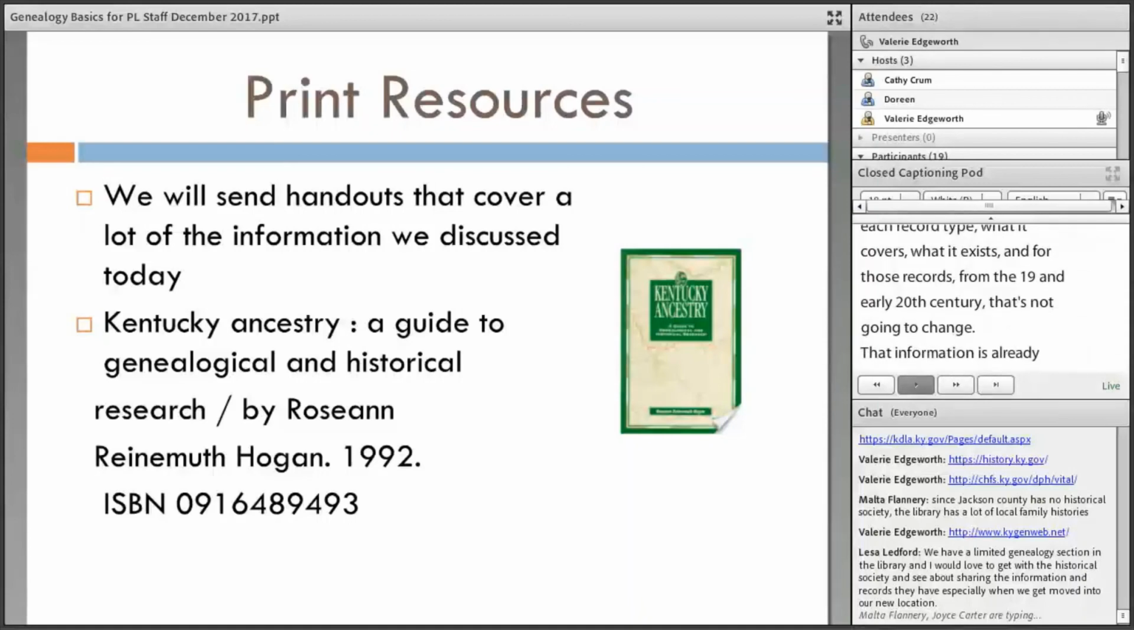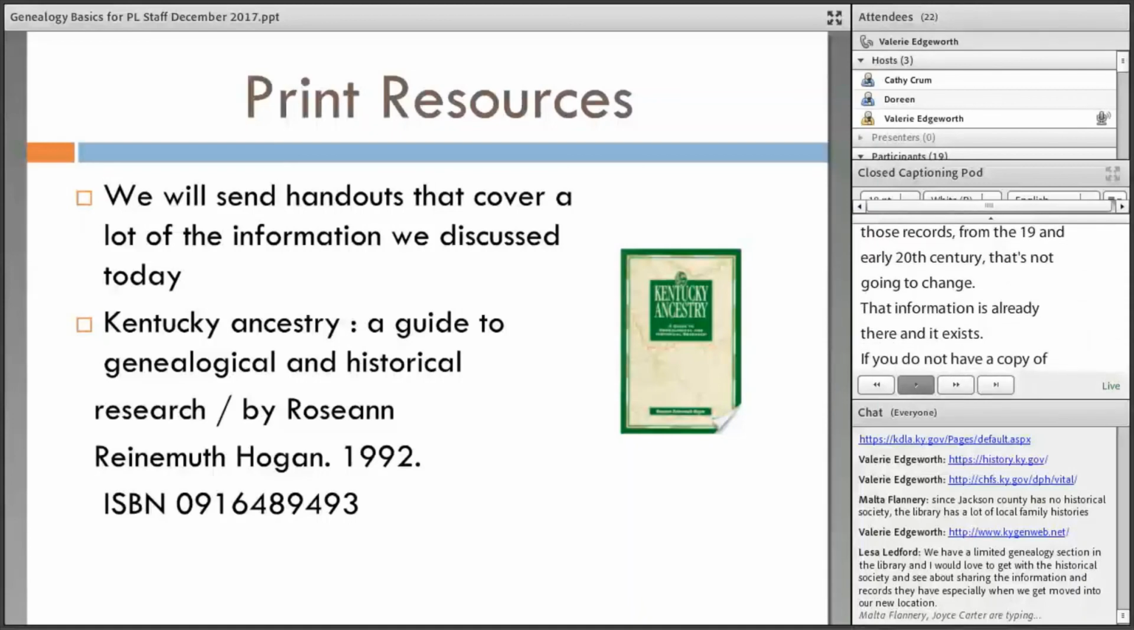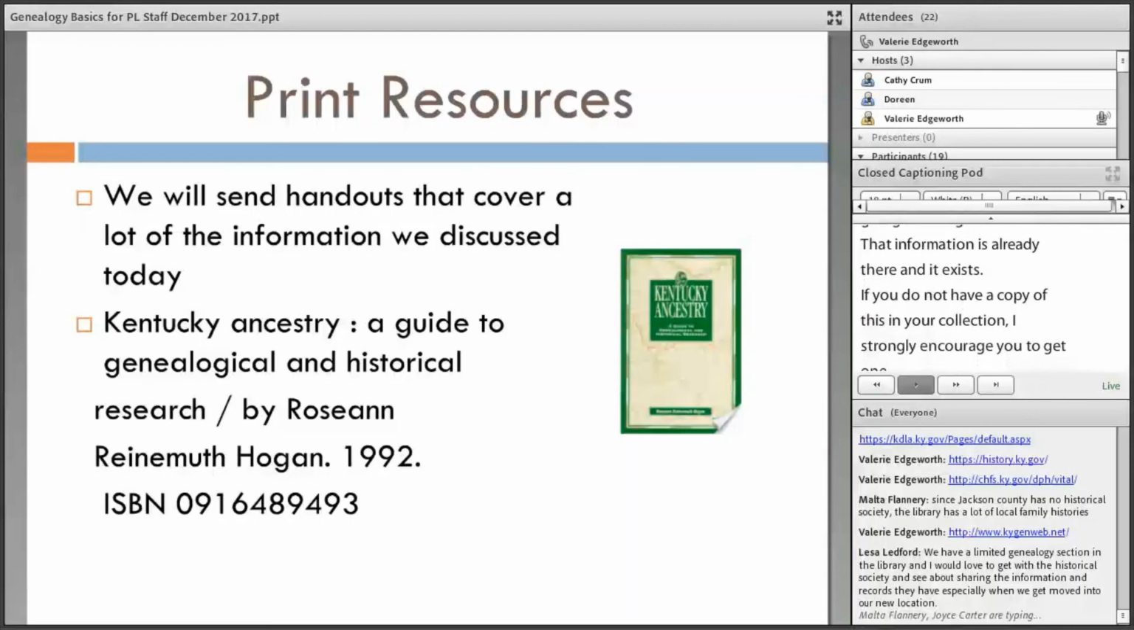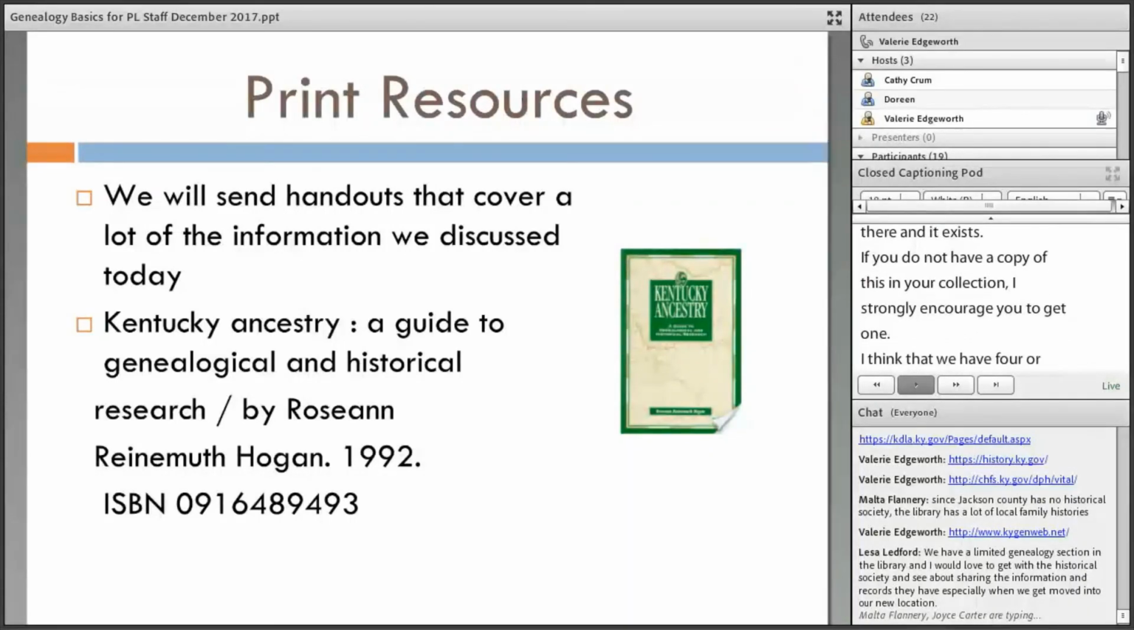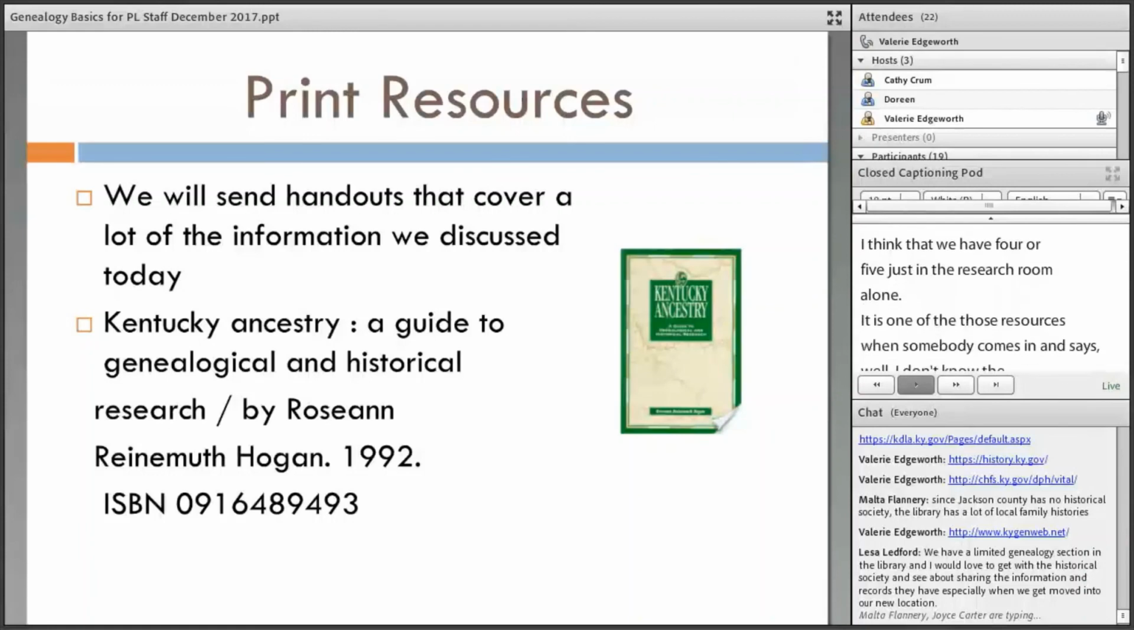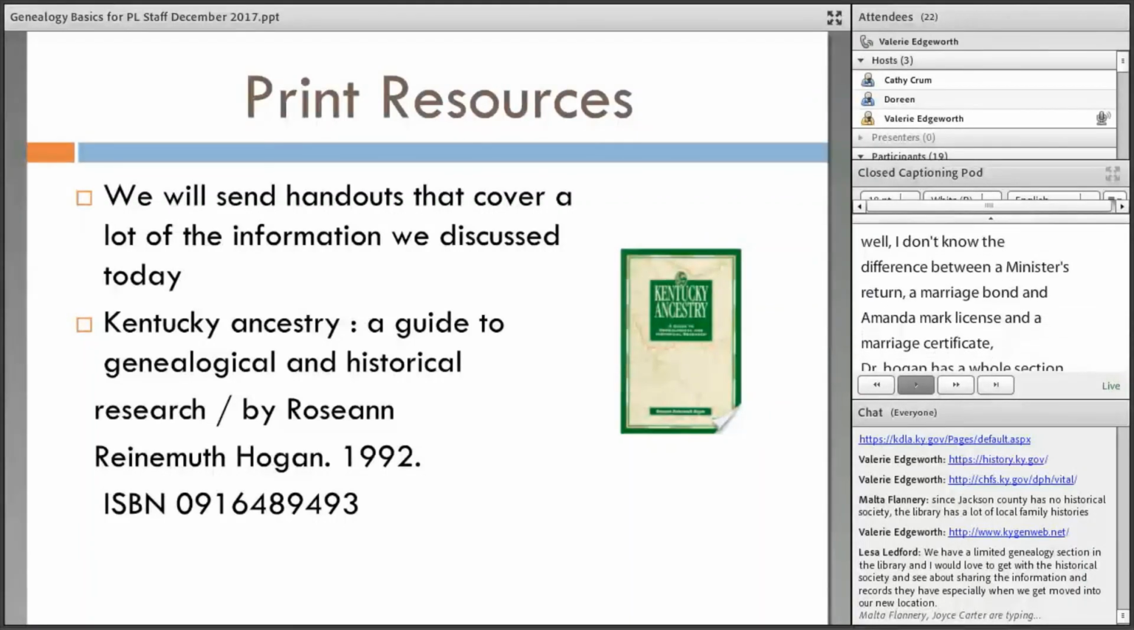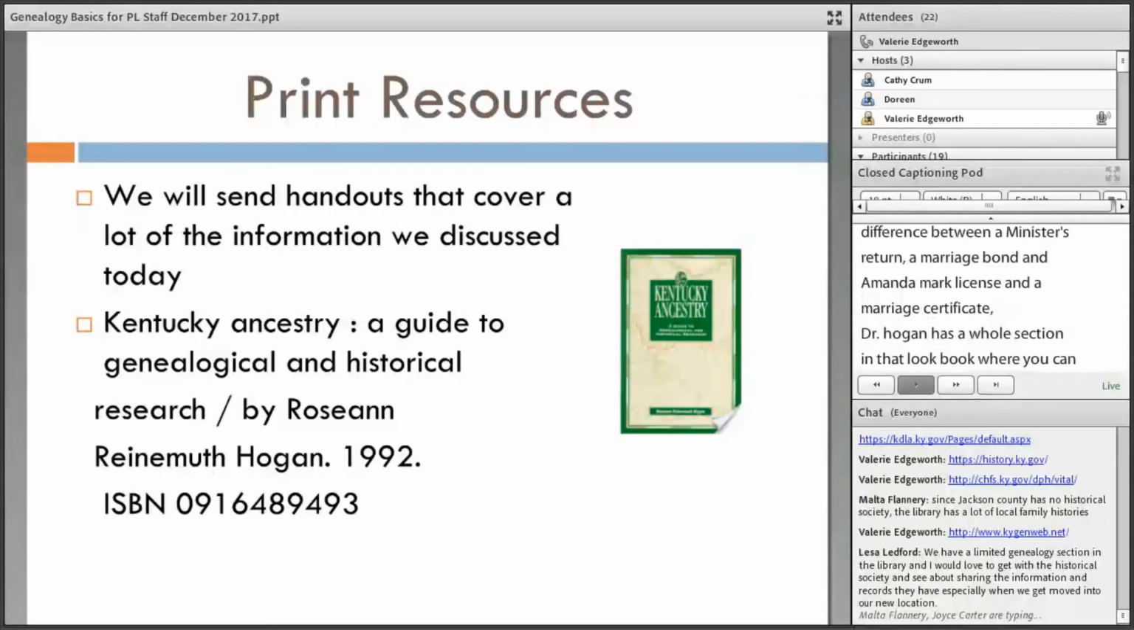If you do not have a copy of this in your collection, I strongly encourage you to get one. I think we have 4 or 5 just in the research room alone. It's one of those resources when somebody comes in and says, well, I don't know the difference between a minister's return, a marriage bond, a marriage license, and a marriage certificate. Dr. Hogan has a whole section in that book where you can go in and it's all broken down.